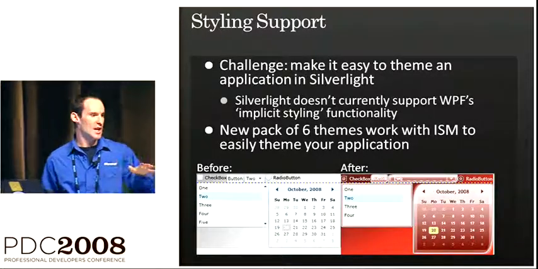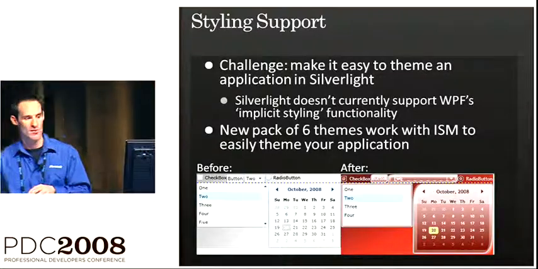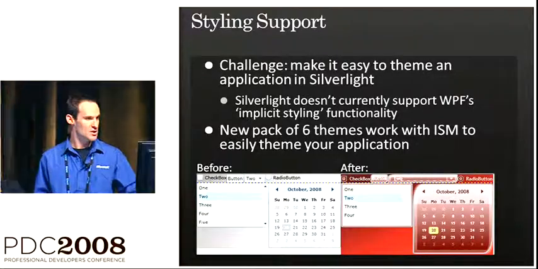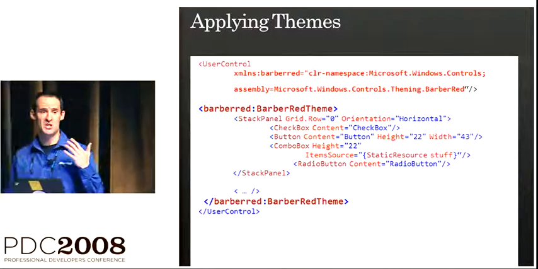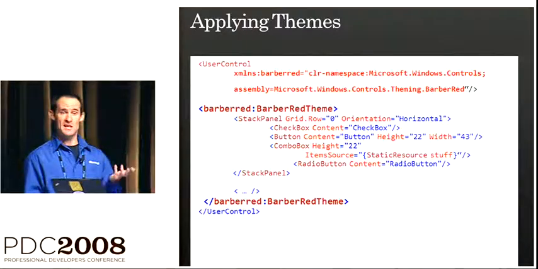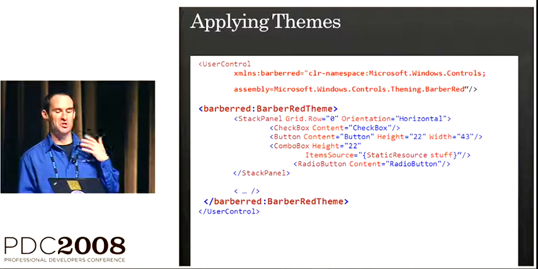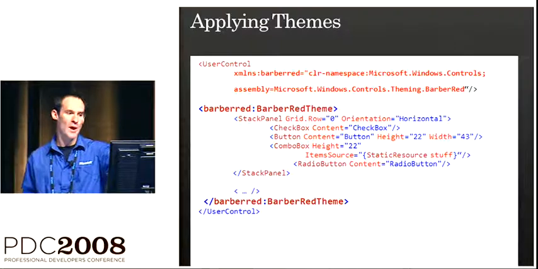So you see here that I can have an application that's the default look on the left, before, and I can apply one of our themes to it on the right, after, and it just works. And so I'll show you how we get that done. So what we did is for each theme that we ship a DLL that has that theme in it. So we ship the loose XAML if you want to use that. But the way that it typically works is you just take the DLL, this one's called Barber Red.